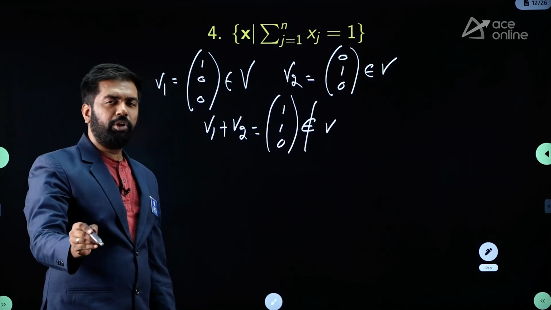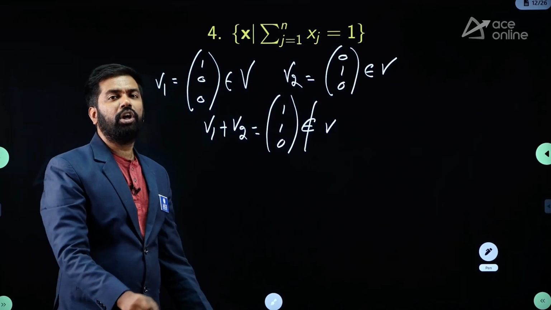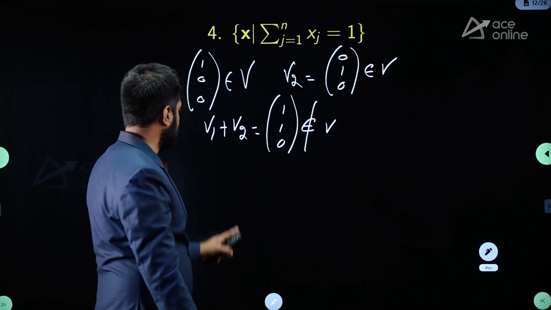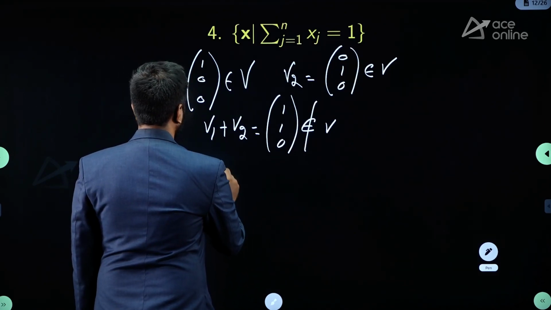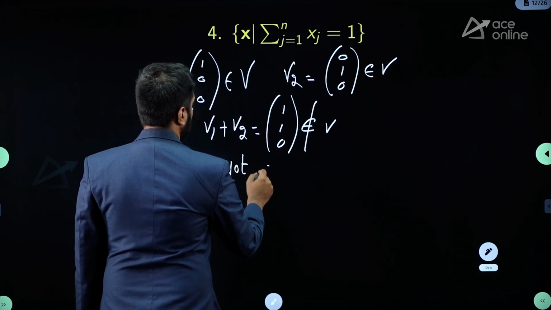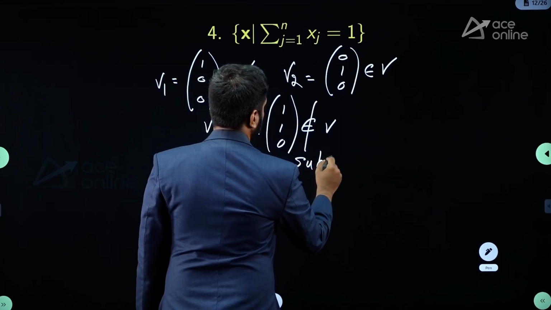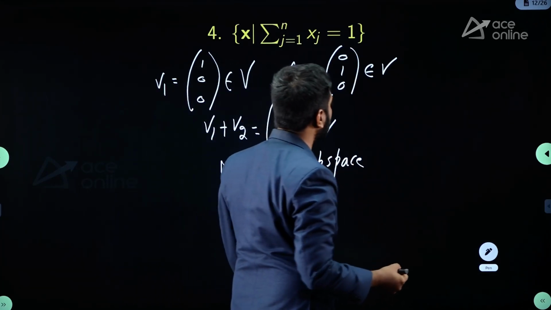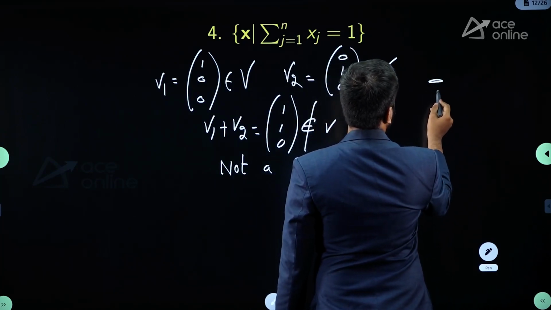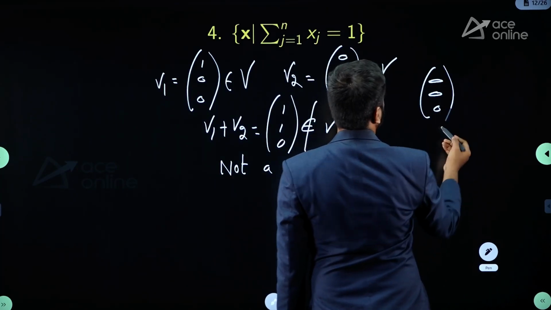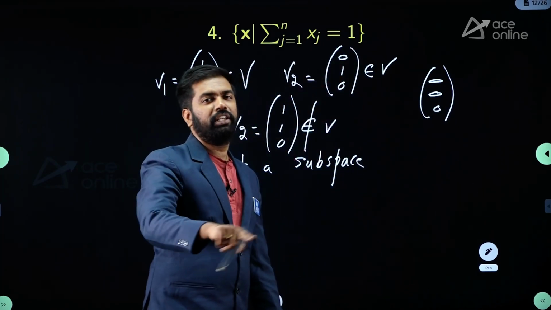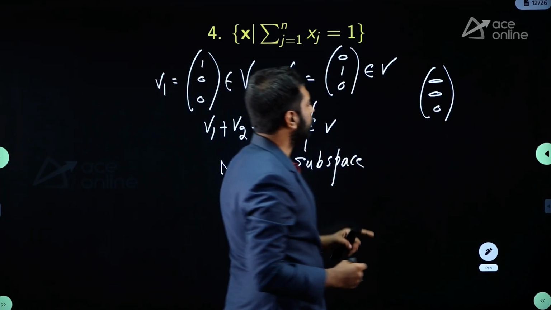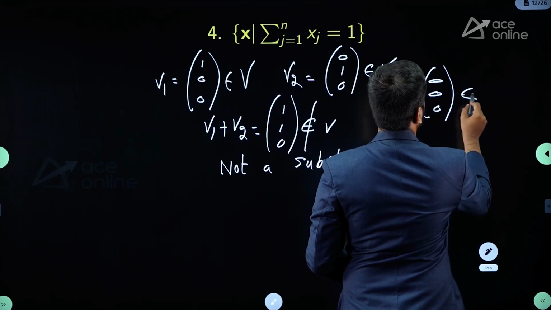So if V1, V2 belong to V and V1 plus V2 does not belong to V, then it is not a subspace. Let's write that comment, not a subspace. Although I can easily eliminate like this, 0, 0, 0. The 0 vector should be a part of the given set, I said, but the 0 vector is not in our given set.